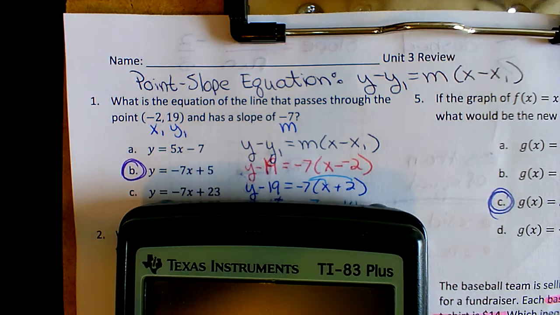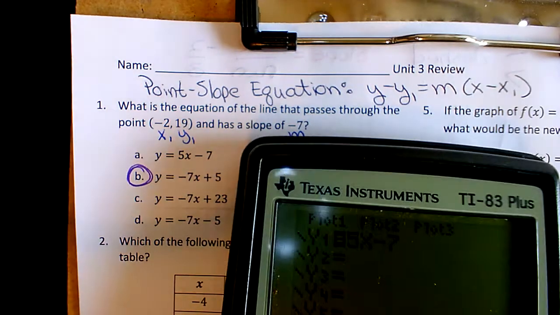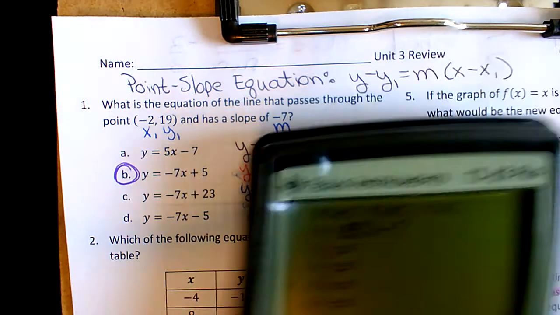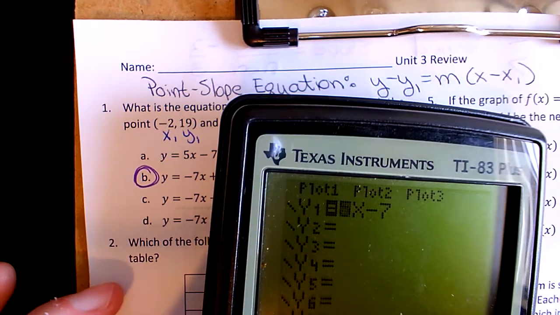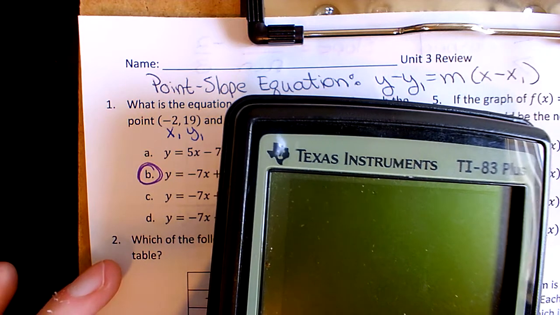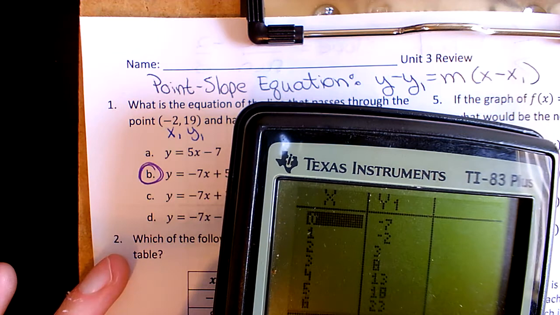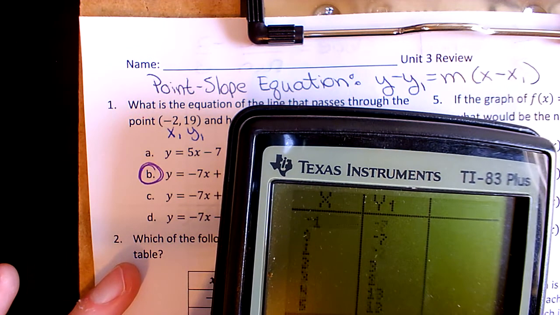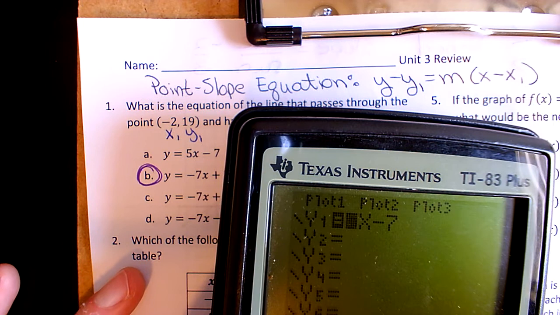Now there is a backup method if you do not remember how to do this. You can always go into y equals on your calculator. I know this is kind of hard to see. I've got y equals right there for my first equation. I did 5x minus 7. I'm going to press second graph, and I'm looking to see if that point, (-2, 19), is really on that line. So when I look up, (-2, -17), nope, it's definitely not that one.